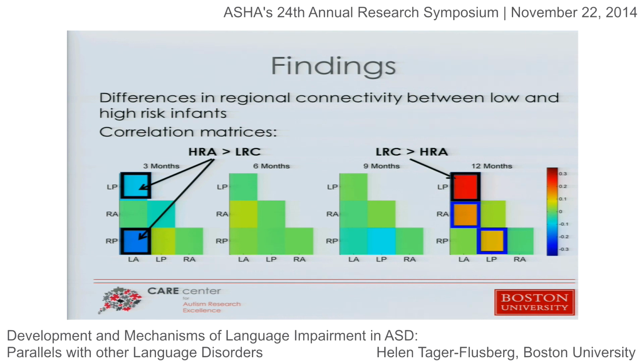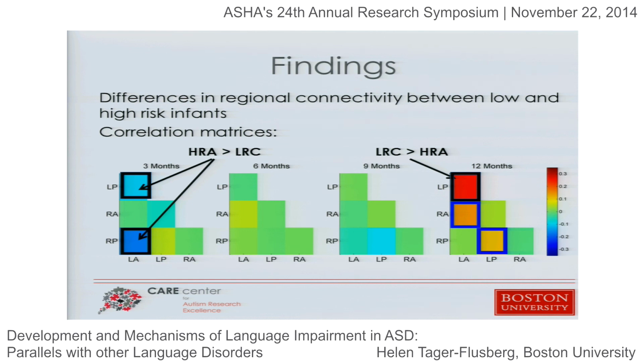And let me walk you through these. Okay, so this is regional connectivity, and we've got here left parietal, right anterior, right parietal, and here is left anterior, and you see all the different things, and this is 3 months, 6 months, 9 months, 12 months, okay? The richer the color, like in fMRI, the more striking the difference between the groups, okay?